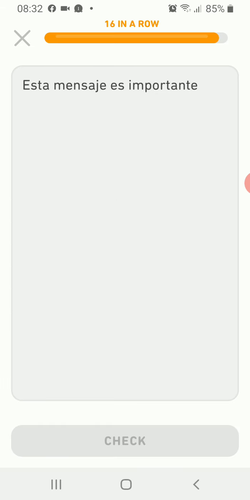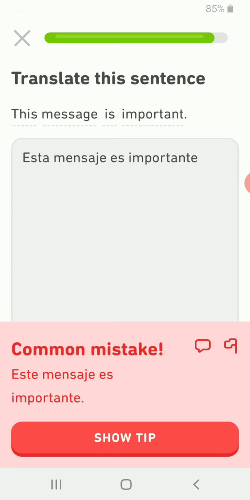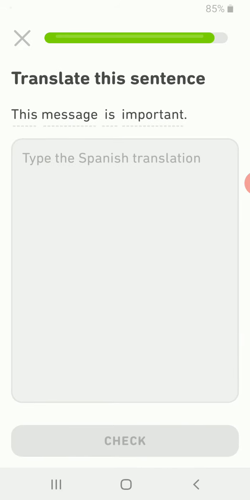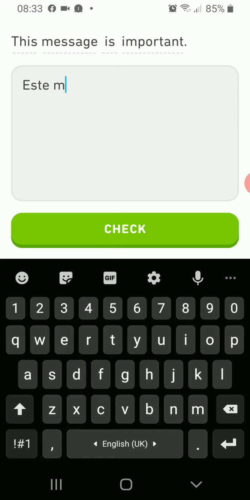Importante. Very good. And there was a mistake here. What was the mistake? Este mensaje. Okay. So mensaje is masculine. My bad. So it goes with este. So I'll write este mensaje es importante. Here you go. And this time I got it correct.